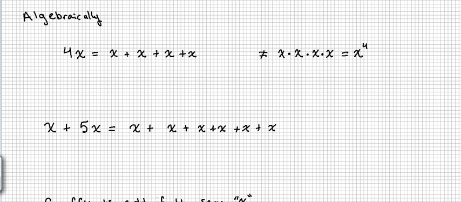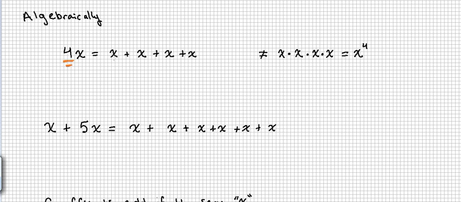So, algebraically, with variables, 4x would be equal to x plus x plus x plus x. This right here is called a coefficient. The 4 is the coefficient. And we don't know what x could be. X could be 1, 2, 3, 4, 5, 6, 7, 8, 9, 10, or 5.772. It could be anything.